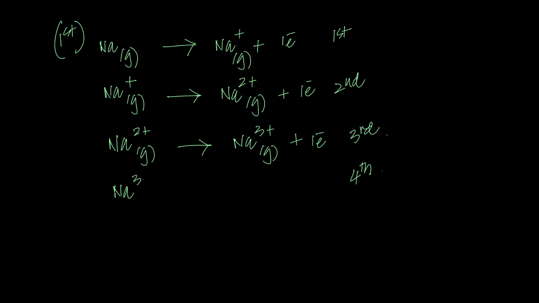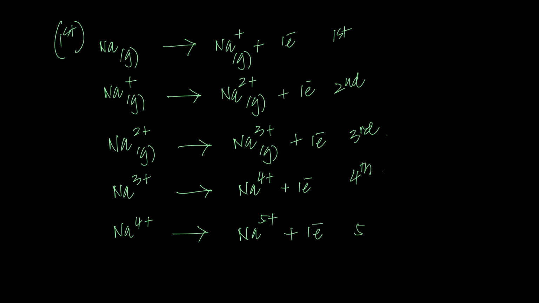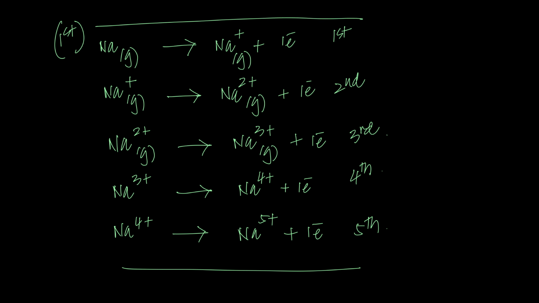So the fourth ionization energy is removing the 4th electron. And then the 5th. And then the 6th. And then the 7th. And then the 8th. Easy peasy. That's literally it. That's literally ionization energy for you. Make sense? Asan, mushkil.